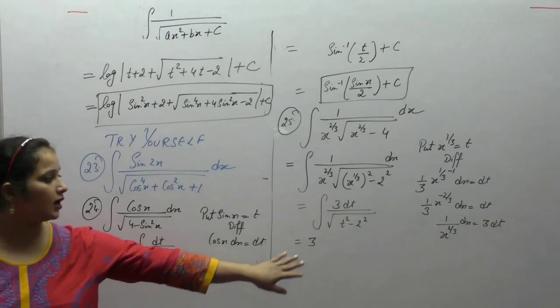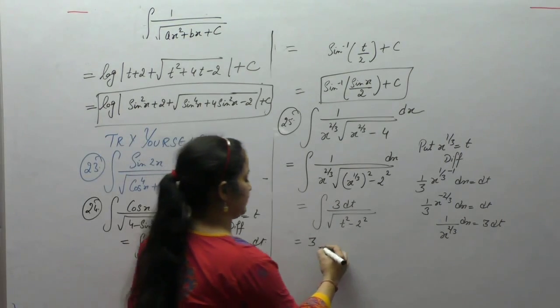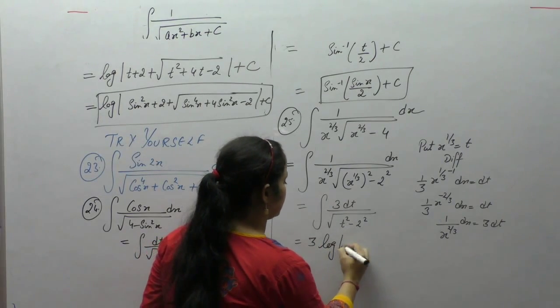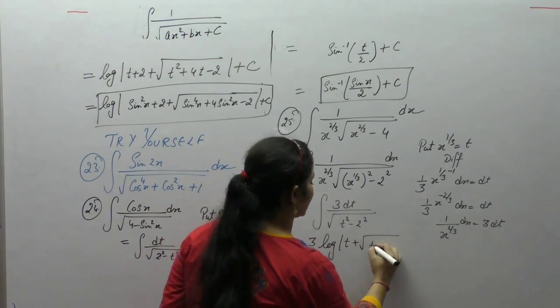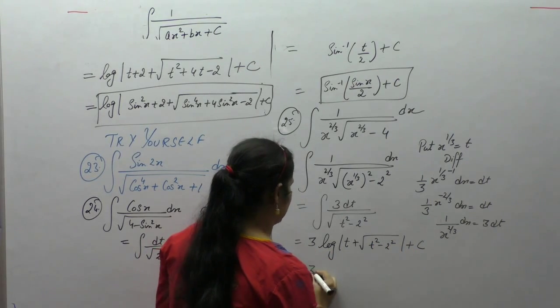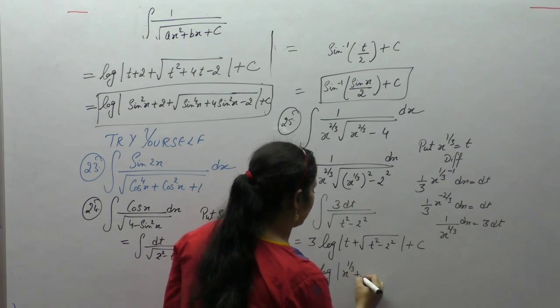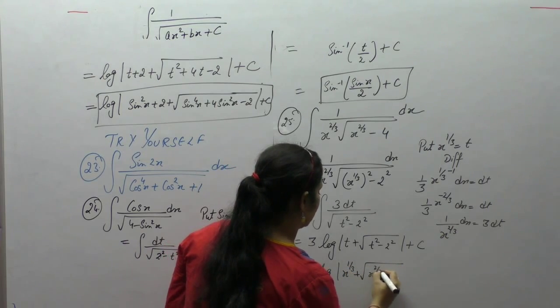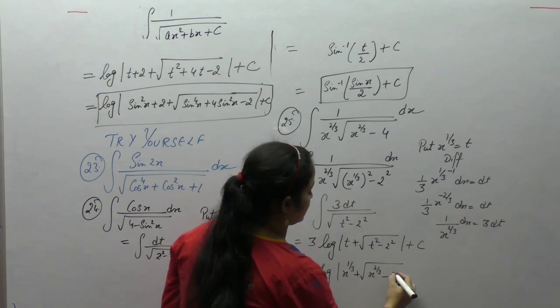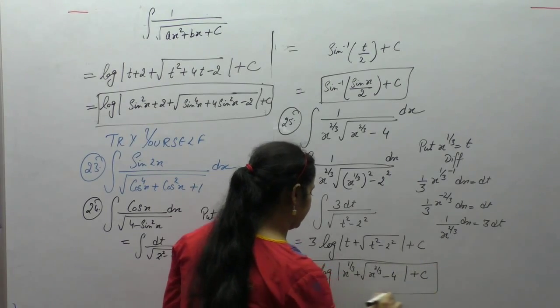Now the integral of 1 upon square root of x square minus a square is log of x plus square root of x square minus a square. And t here is x power 1 by 3. So the answer is 3 log of x power 1 by 3 plus square root of x power 2 by 3 minus 4, plus c.